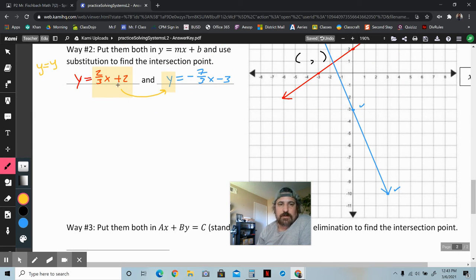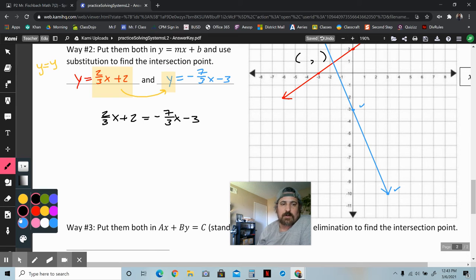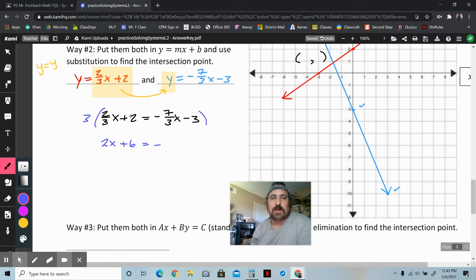So the one y value, 2 thirds x plus 2, is equal to the other y value, which is negative 7/3 x minus 3. So we're going to solve this system. 2 thirds x plus 2 is equal to negative 7/3 x minus 3. We want to get rid of our fractions, so we're going to multiply the whole thing by 3, all terms. 3 goes into 3 once. 1 times 2x is 2x. 3 times 2 is 6. And then on the other side, negative times a positive is negative. 3 goes into 3 once. 1 times 7 is 7. And then negative 3 is just negative 3. Okay.